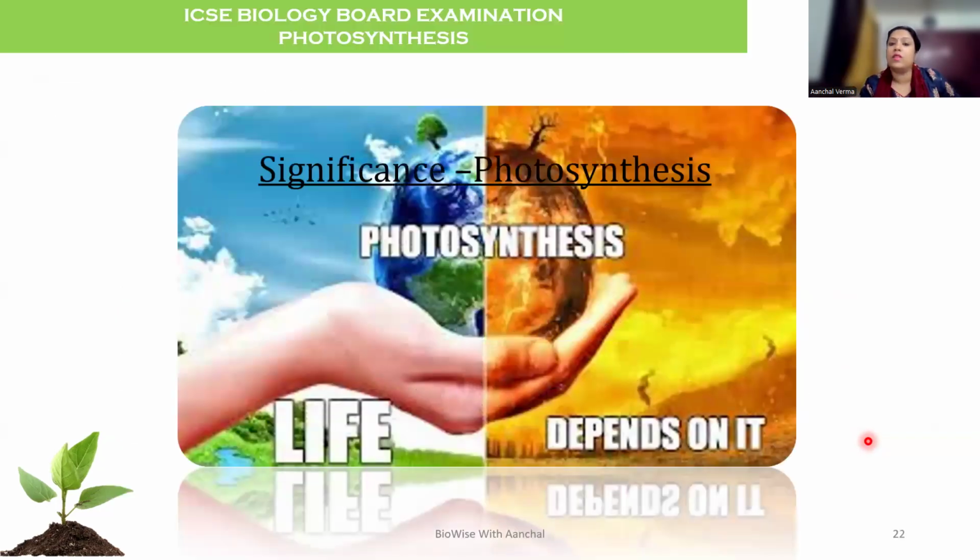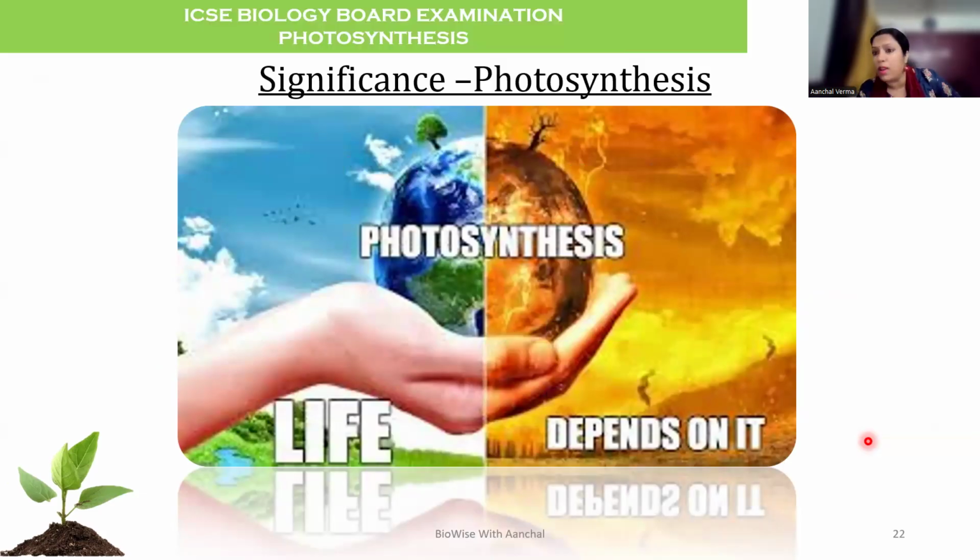Now, why is photosynthesis important? It is food for all and oxygen for all. It is because of photosynthesis only that the living organisms can survive. Because photosynthesis forms the foundation of all the food chain. Because each and every food chain begins with a producer. And it is a plant or any organism which contains chlorophyll, which can photosynthesize, that becomes the first level of the food chain. Understood? So it is food for all and oxygen for all.